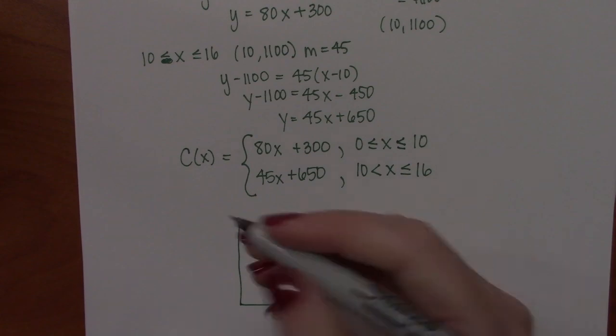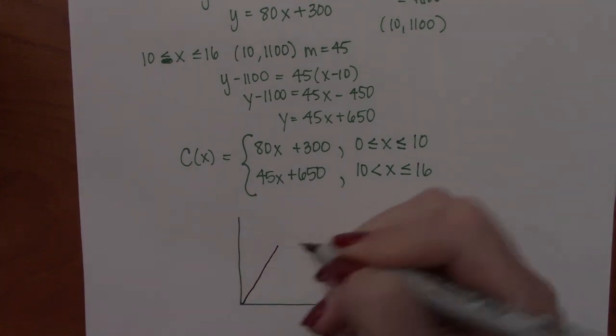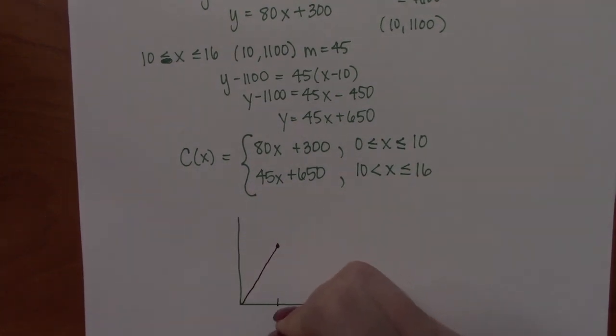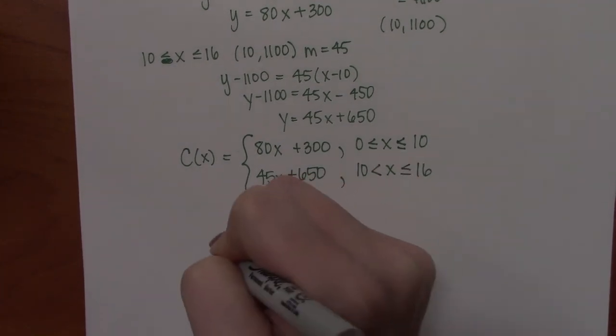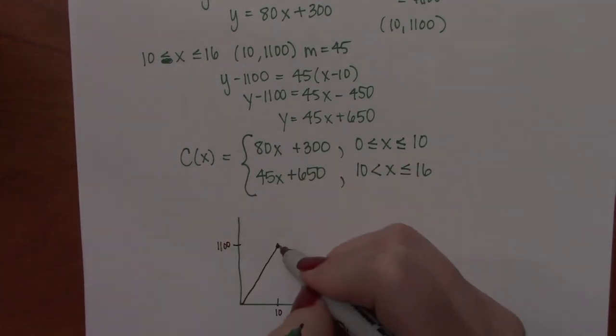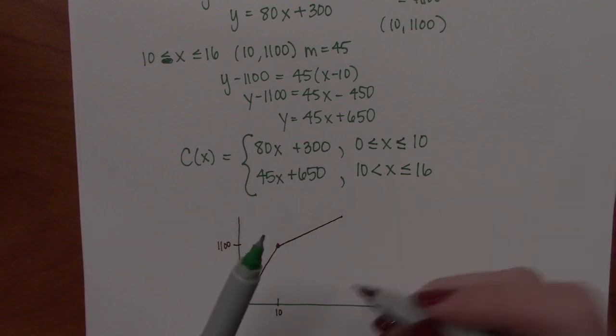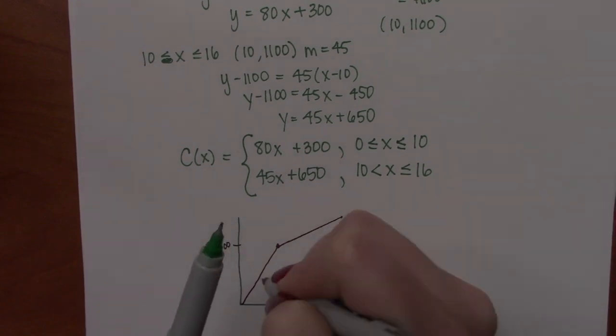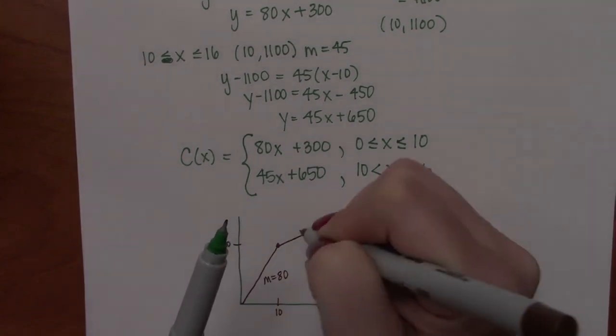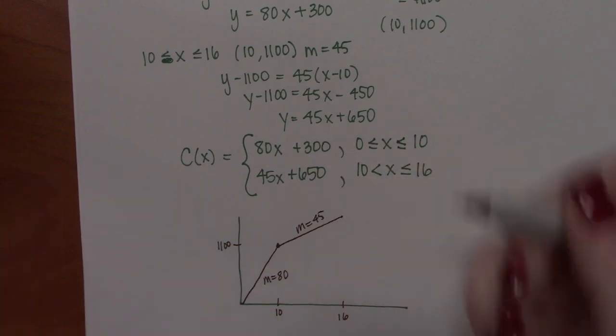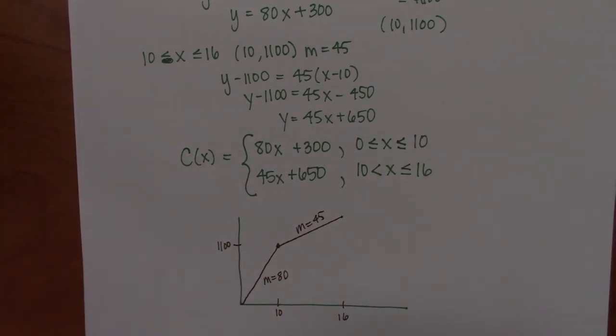So you would have something like this. You would have a line of slope 80 till hour 10, and this should be at 1,100, and then you would have a shallower slope up to 16. So this has a slope of 80, this has a slope of 45. So that's what the graph of the function we just worked looks like. All right, so we'll call it there.